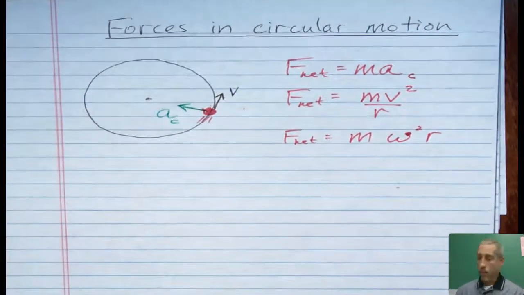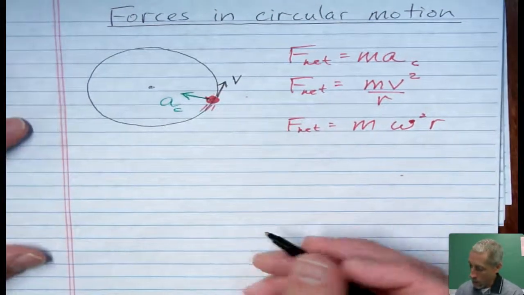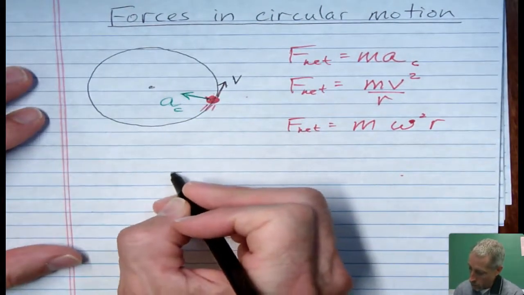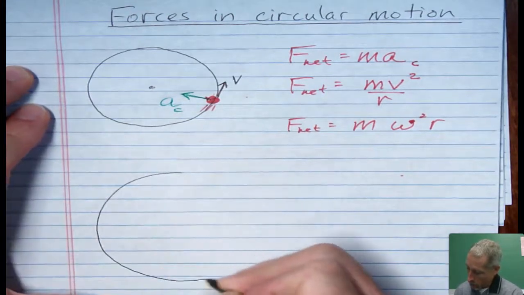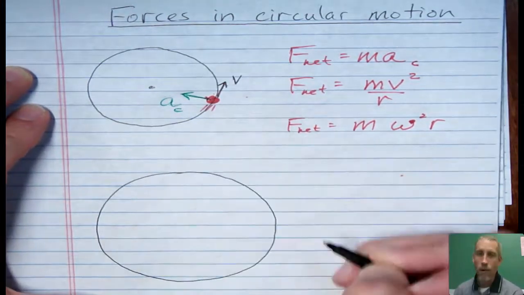Now, let me show you an example of a real application of this. So perhaps we have an amusement park ride where the track makes a circle, and they never actually are perfect circles.